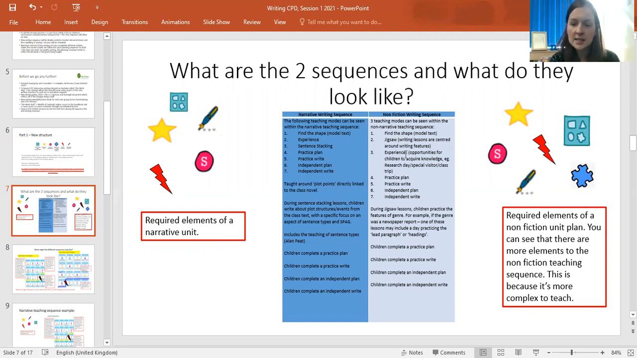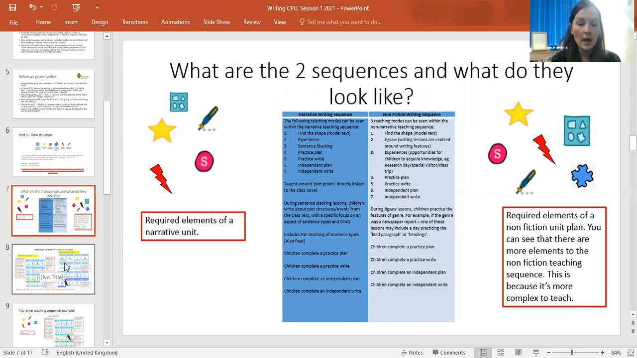You'll have experience days still, where you see fit. Practice plan, practice write, independent plan, independent write. So that is basically your two different teaching sequences. And as I said before, it's up to the teacher to have a clear handle on: is this a narrative sequence or is it a non-fiction sequence? If it's narrative, this is the sequence I'm following. These are the symbols I need to make sure are in my planning. If it's non-fiction, this is what I need to follow.